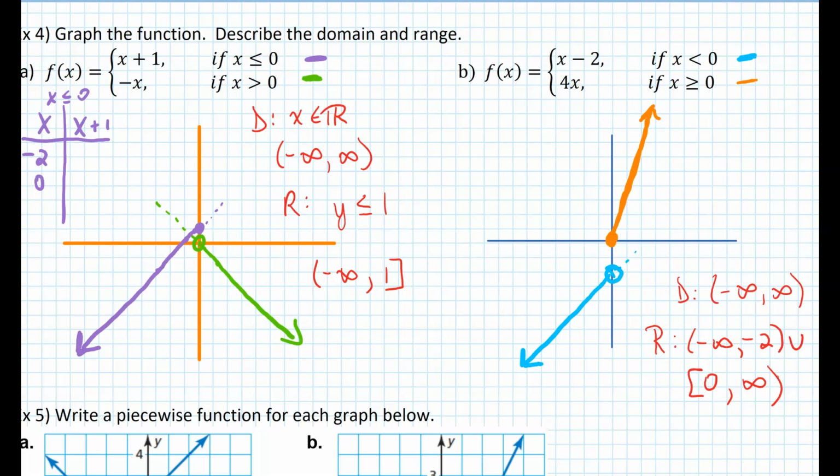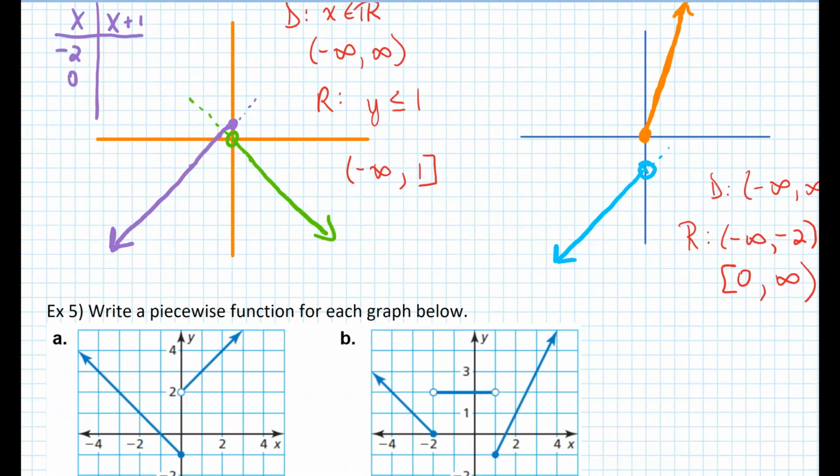Do you have a question, Maddie? Yeah. Okay. How do we feel about graphing the piecewise? You okay? Okay. All right. Just remember, if all else fails, make an XY table and plug in a couple values.